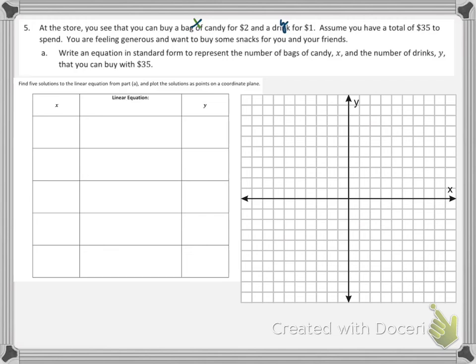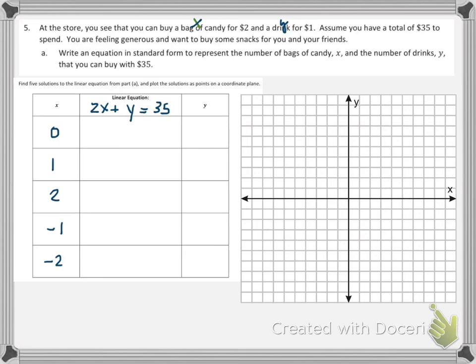Okay, so it's $2 for every bag of candy. That's 2x. Plus, it's $1 for every drink, so that's plus y. And I have a total of $35 to spend. So there's my equation in standard form, ax plus by equals c. And now we're just going to do the same. I'm going to choose a 0, a 1, a 2, a -1, and a -2. And I'm going to plug those values in for x and find out what y is.